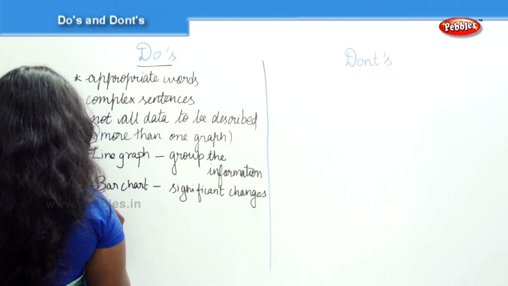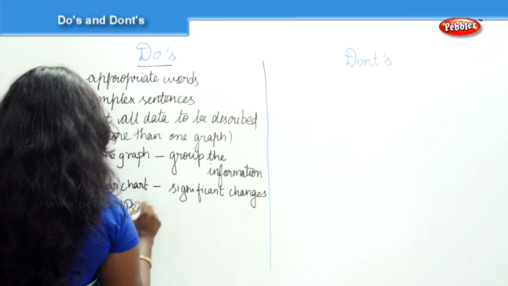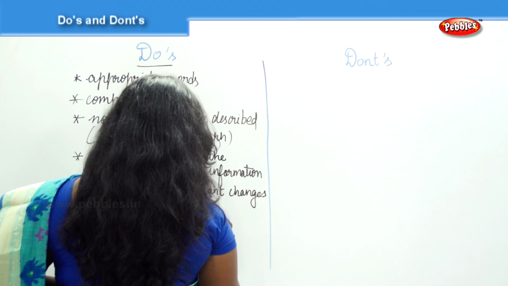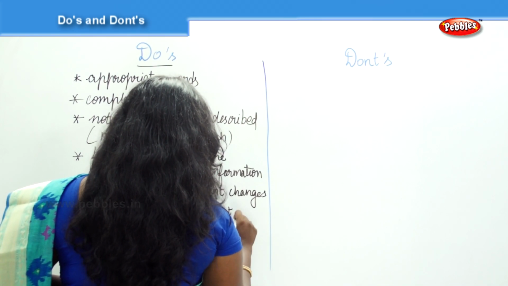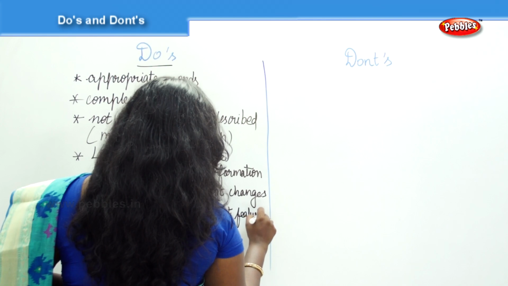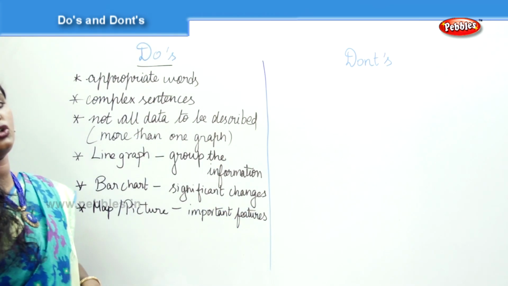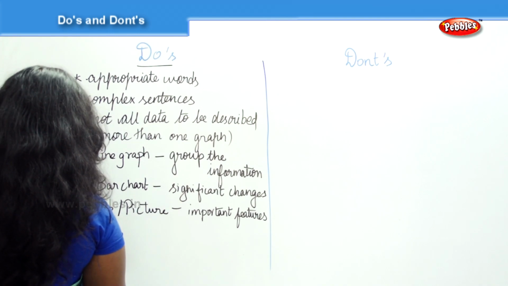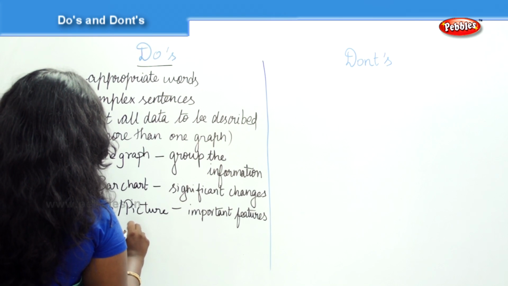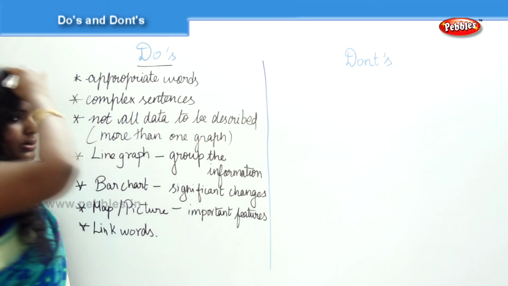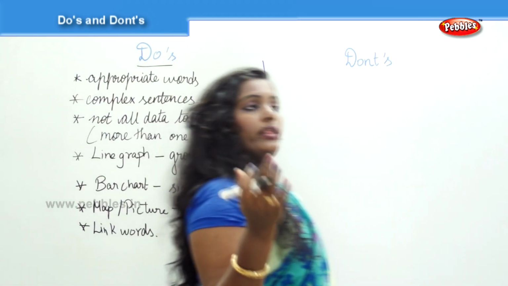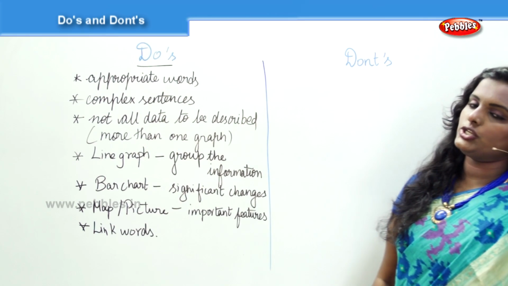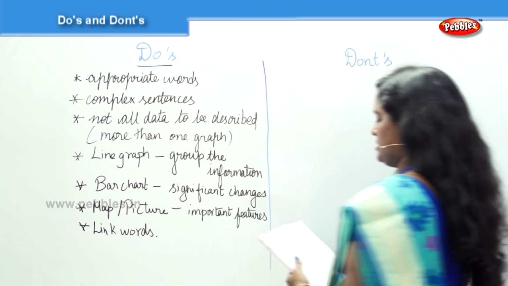If it is a map or a picture, you need to include all important features. All the important features need to be included if it's a map or a picture. Link words. I think we have already spoken enough about link words. Therefore, thus, on the basis of, hence, since. So these are all the important things to be kept in mind when it comes to writing an academic writing task.